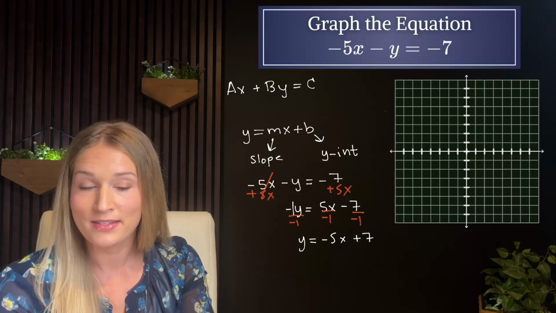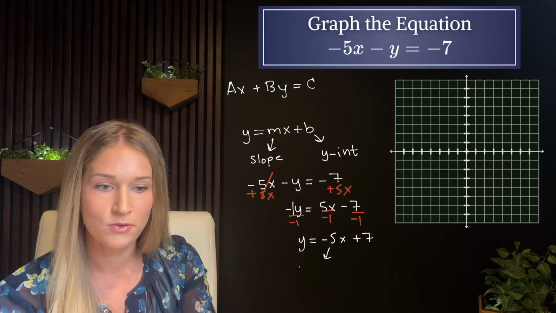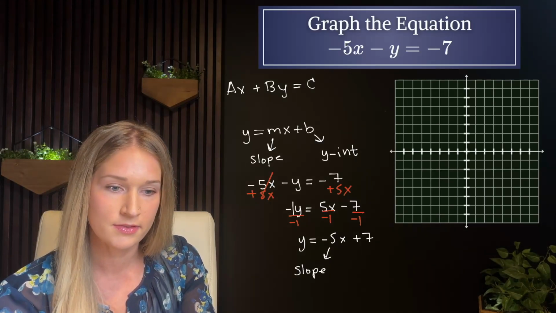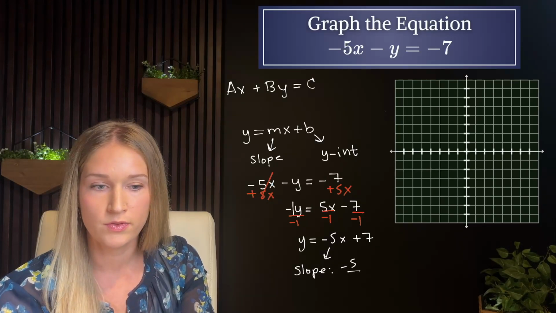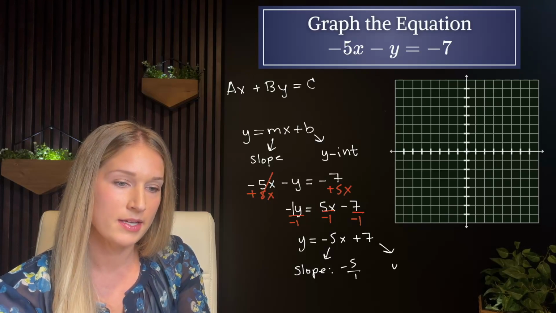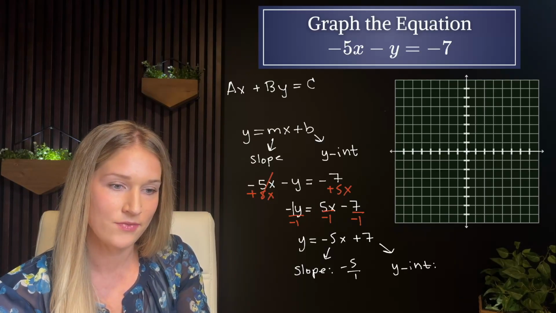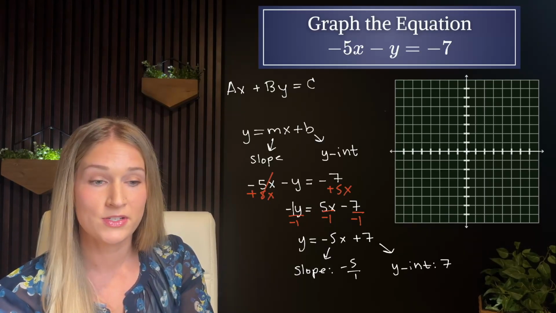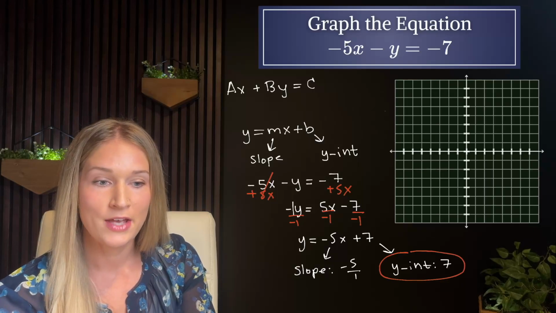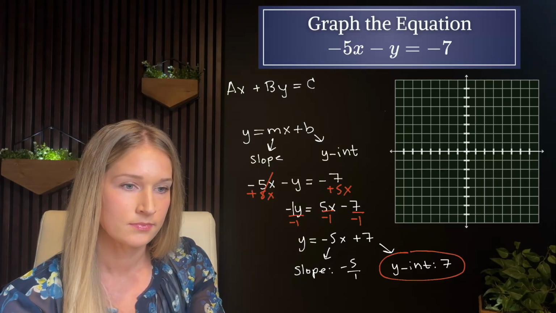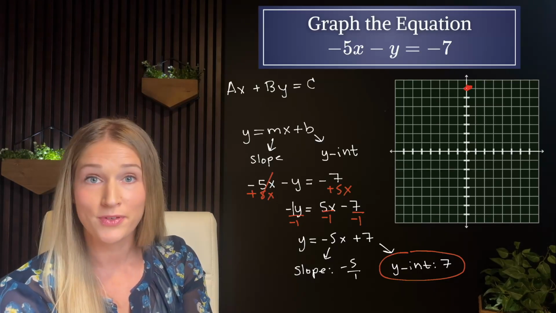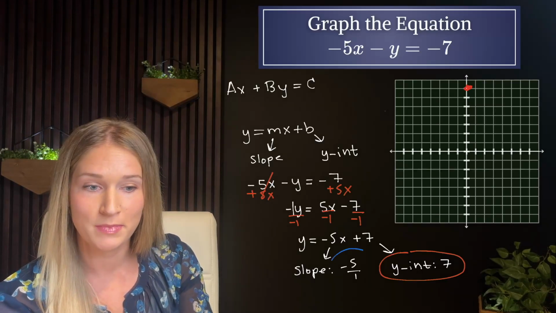So now that y is alone, I can see that my slope is negative 5. And usually we like slope as a fraction, so I'll go ahead and put that over a 1. And then my y-intercept is 7. So to graph, I'm going to start with my y-intercept and just find 7 on the y-axis. And then from there, I use my slope to find the remaining points.